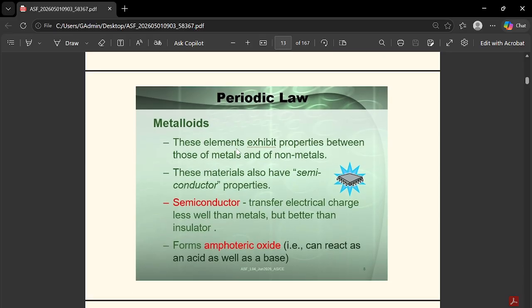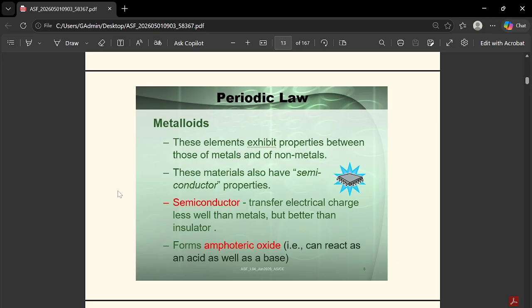And what are metalloids? Metalloids, you can just think of as semiconductors. Think of them as being between metals and non-metals. They may be able to conduct electricity, but they also may not be able to conduct electricity. So it's kind of a neutral partner there.